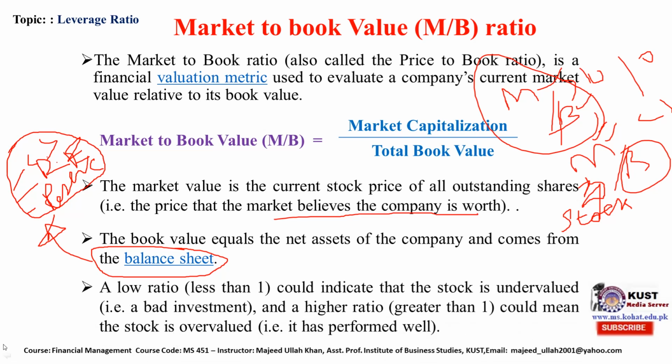A low ratio, less than 1, could indicate that the stock is undervalued or a bad investment. And a higher ratio, greater than 1, could mean that the stock is overvalued. It has performed well.